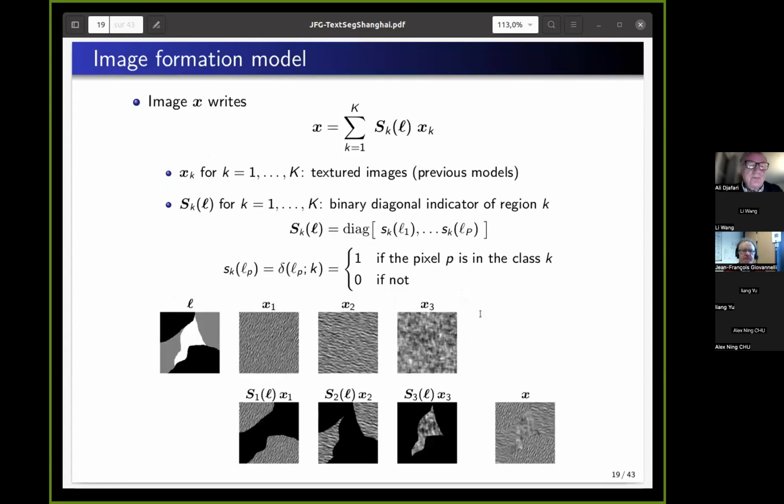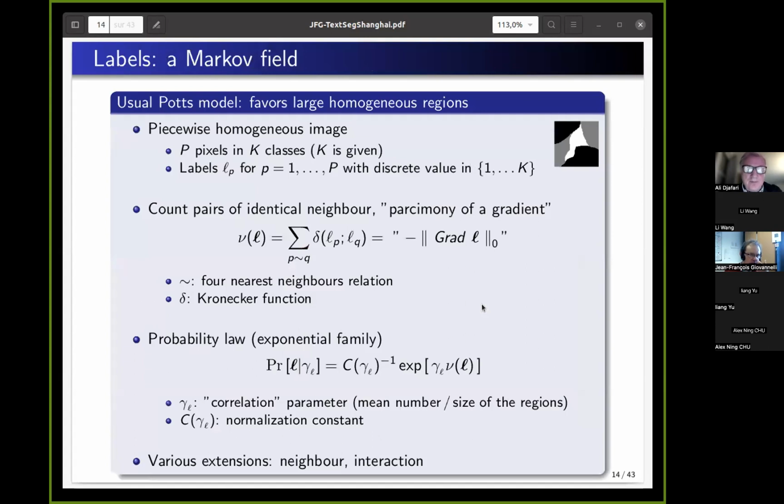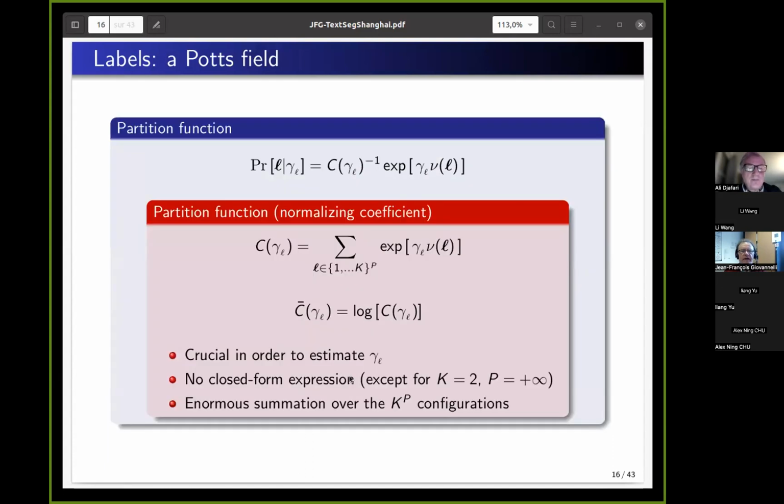Yes, this is a standard POTS field. Gamma sub L is the POTS parameter, often denoted by beta. And this is the normalization constant. I just remind that it is a huge summation that cannot be computed as it is. I denote C bar the log partition. What is important is that the POTS model is within what is called the exponential family.